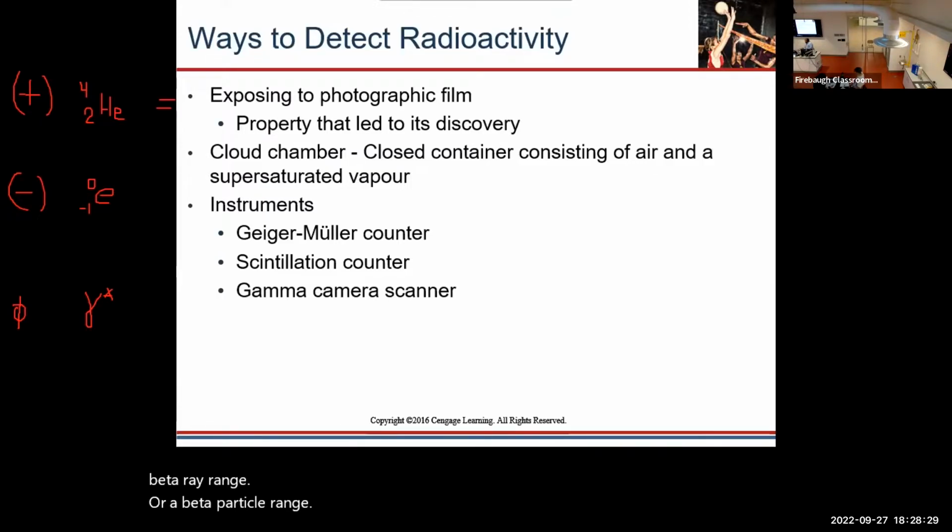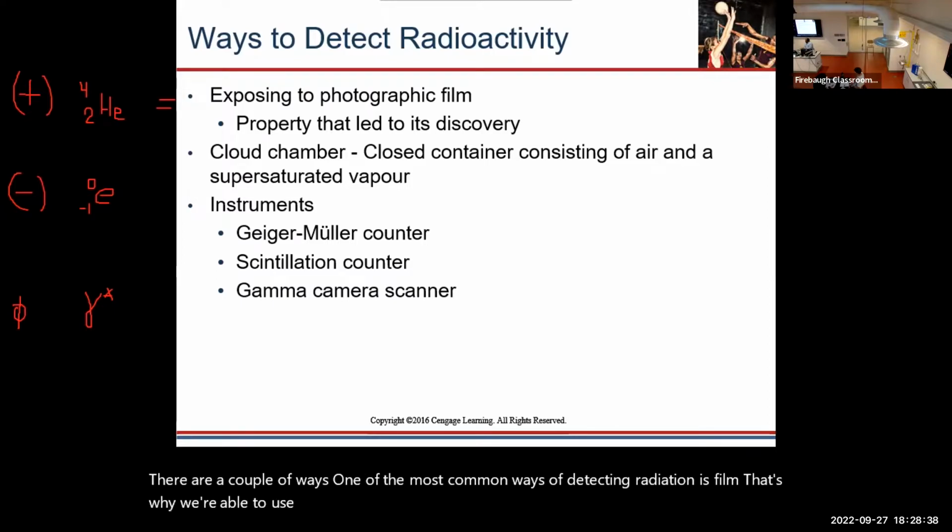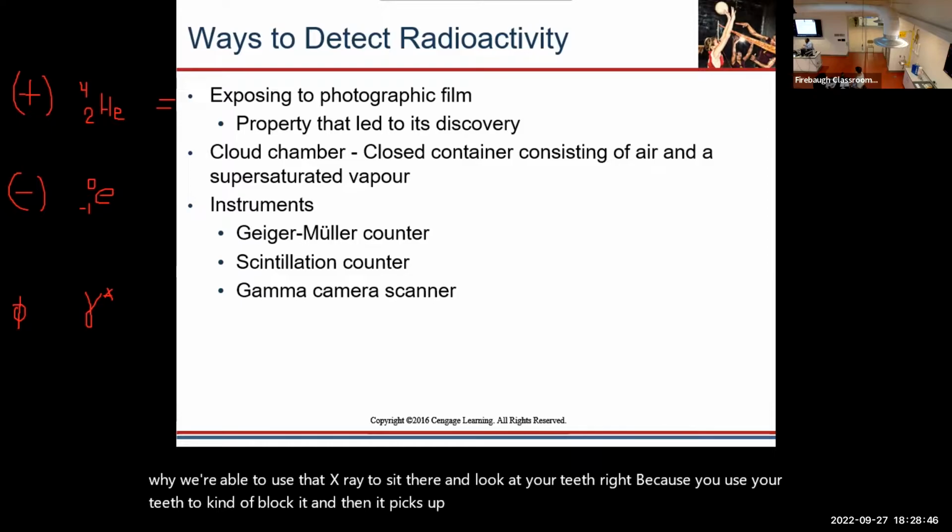So the way that we detect radiation, there are a couple of ways. One of the most common ways of detecting radiation is film. That's why we're able to use X-ray. It picks up everything that shoots through.